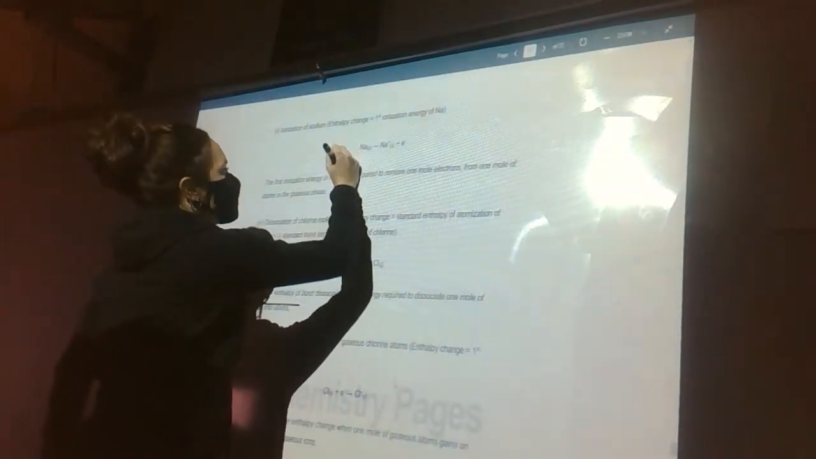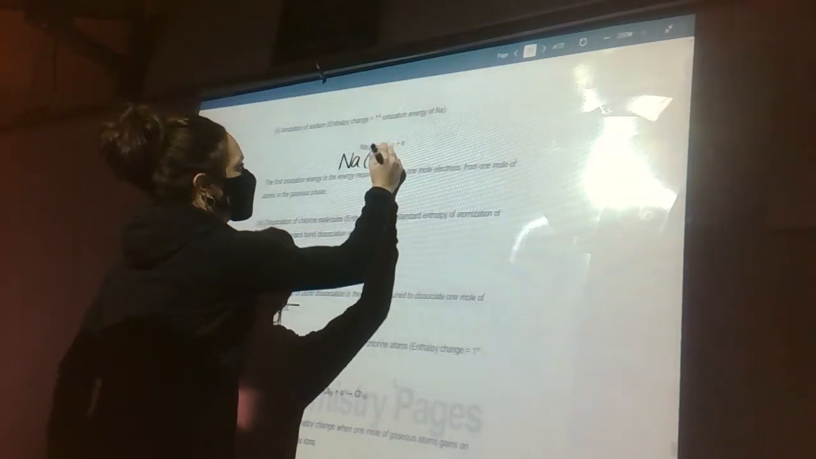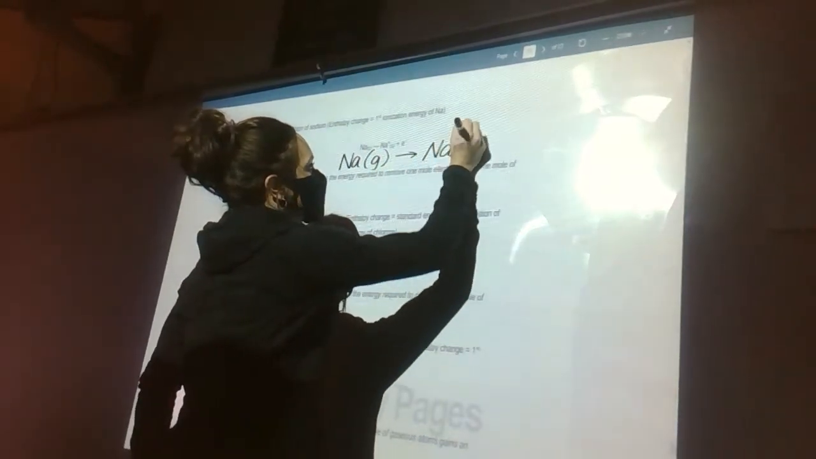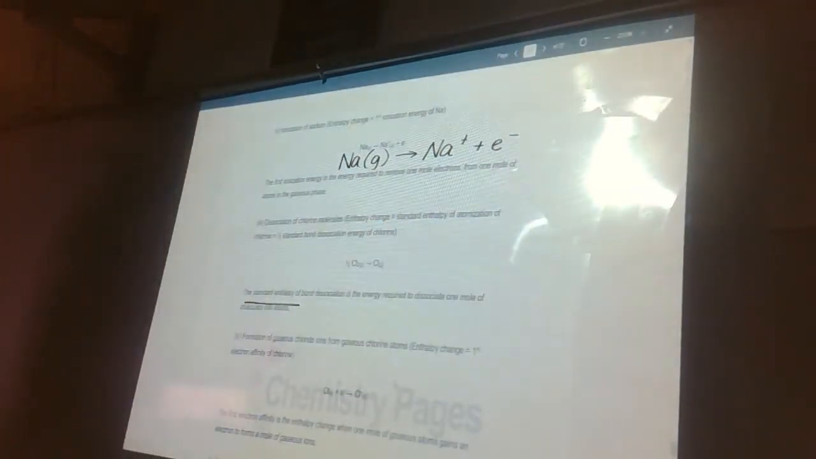we can ionize it. That requires energy. Taking an electron from an atom requires energy. So we used to call this the first ionization energy. We still can. But now that we're talking about enthalpies, it could also be called the enthalpy of ionization. Energy per mole of sodium that we're trying to ionize. Trying to go from sodium to sodium plus.